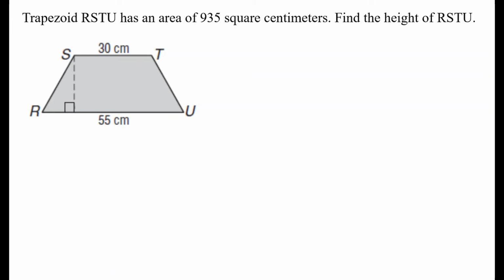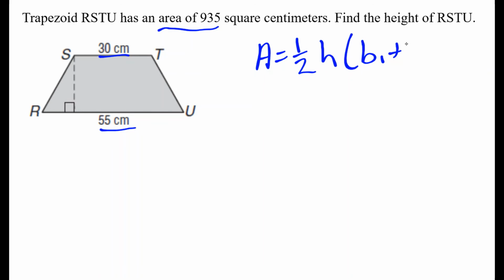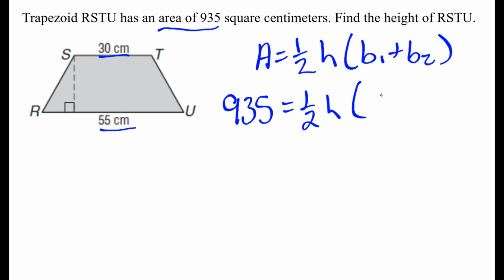Next problem here, they tell us that the area of the trapezoid is 935. They give us the two bases again, which is the hint that says we're going to use our traditional formula, 1/2 the height times base 1 plus base 2. We're going to plug in what we know. Our area is 935. And it's half the height times 30 plus 55.